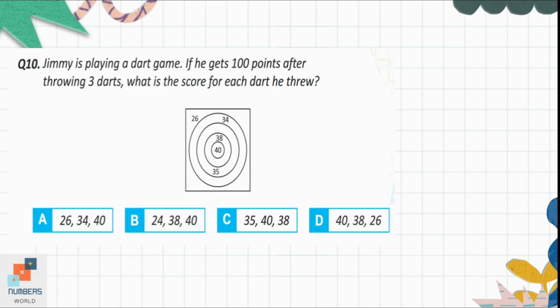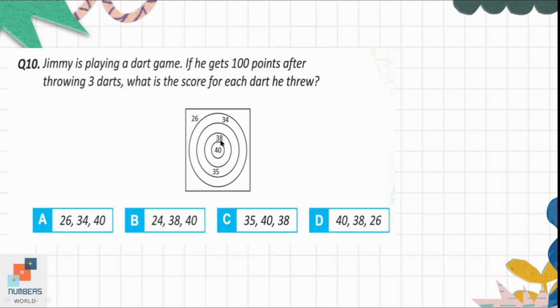Question number 10, Jimmy is playing a dart game. If he gets 100 points after throwing 3 darts, what is the score for each dart he threw? Basically, we have to add 3 numbers which can make a total of 100. You can try different combinations and add them to produce 100. Otherwise, we can use another method. Whenever we have a target, like here we have 100, we focus on the unit place of that number. Like 0 is at the unit place of 100. So I will add 3 different numbers to make sure the unit place is 0.